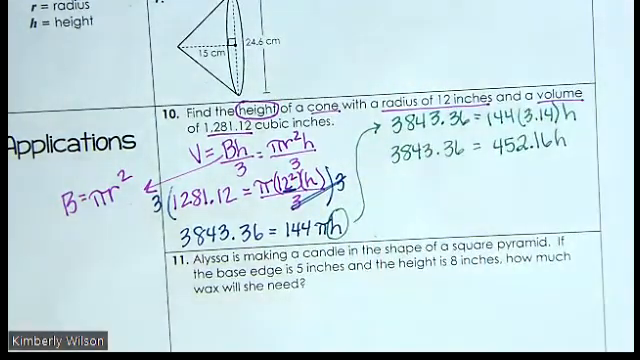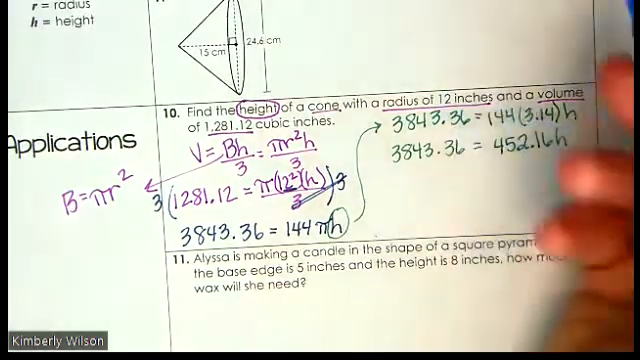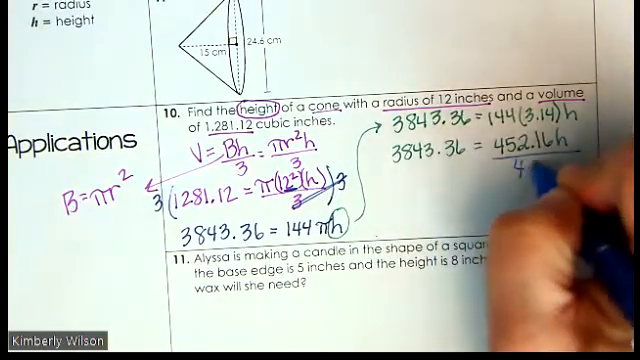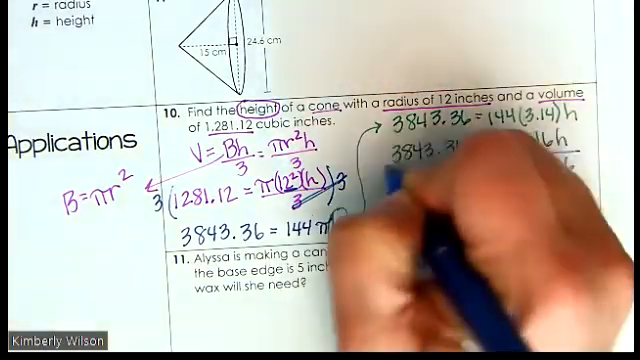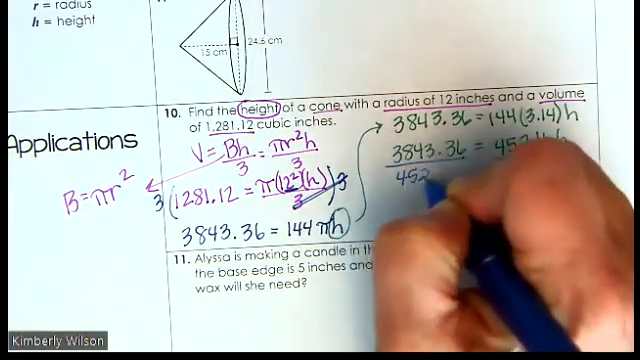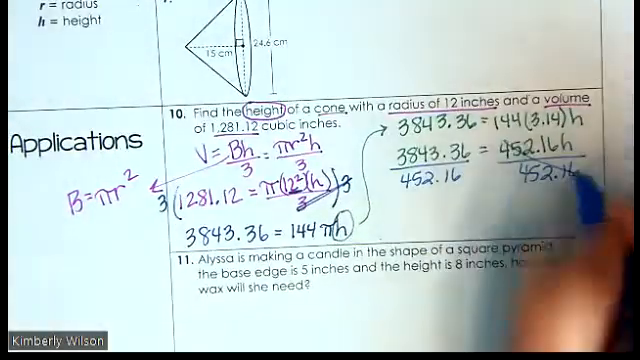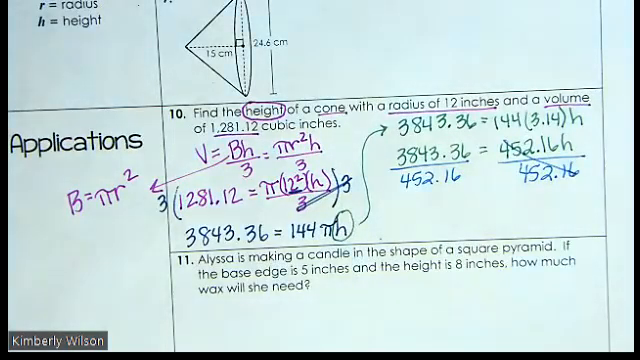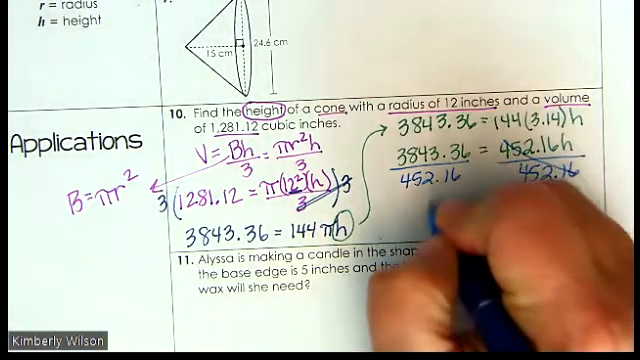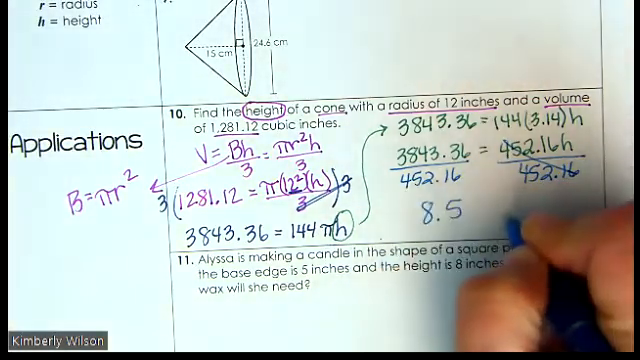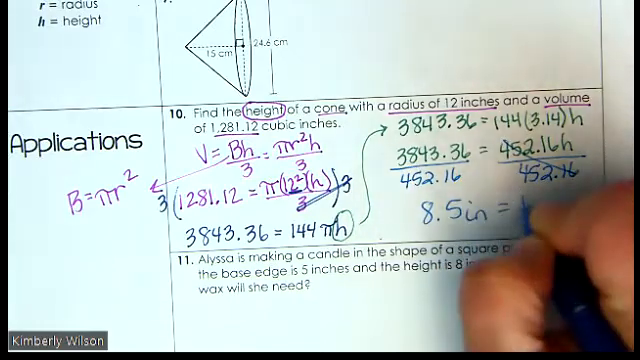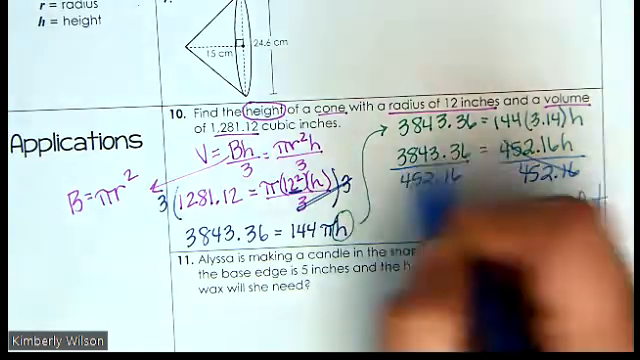So 452.16 h equals 3843.36. Now, this is just solving an equation. So I just need to get the h by itself. So I'm going to divide by 452.16, divide by 452.16. 3843.36 divided by 452.16 equals 8.5 inches equals the height.